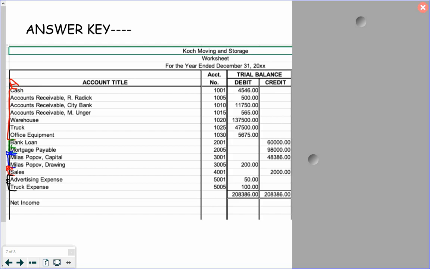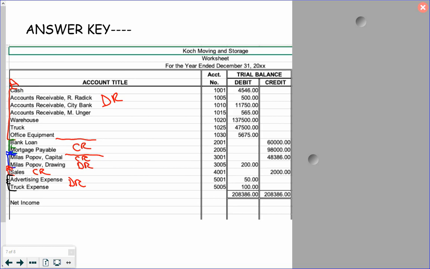And again, what you have to remember is that assets all have a debit balance. Liabilities have a credit balance. Now, owner's equity is a little tricky. Capital has a credit balance. Drawings have a debit balance. So even though they're both owner's equity, capital and drawings work against each other. Capital is the money that the owner puts into the company. Drawings is the money that the owner takes out of the company. Revenue has a credit balance. Expenses have a debit balance.